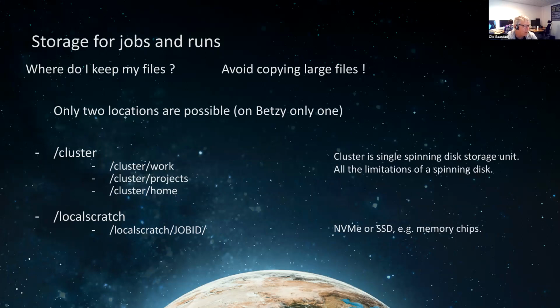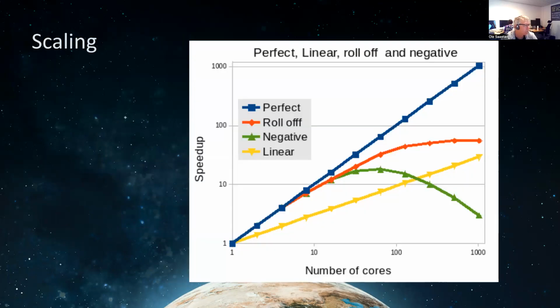You can see all clusters are on the same one. And the local scratch is really good, but Betsy has only the cluster. It doesn't have local scratch. Now we are drawing closer to the actual exercise.